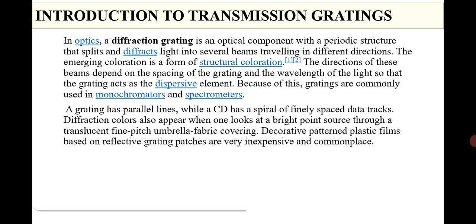In optics, a diffraction grating is an optical component with a periodic structure that splits and diffracts light into several beams traveling in different directions. The emerging coloration is a form of structural coloration. The direction of these beams depends on the spacing of the grating and the wavelength of light, so that the grating acts as a dispersive element. Because of this, gratings are commonly used in monochromators and spectrometers.